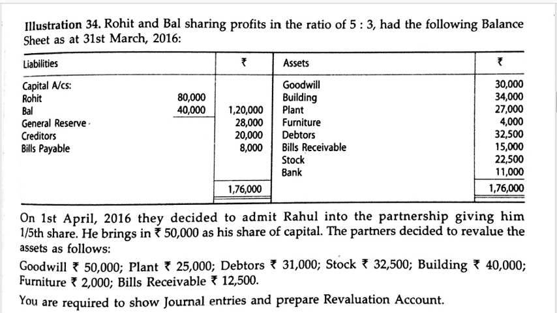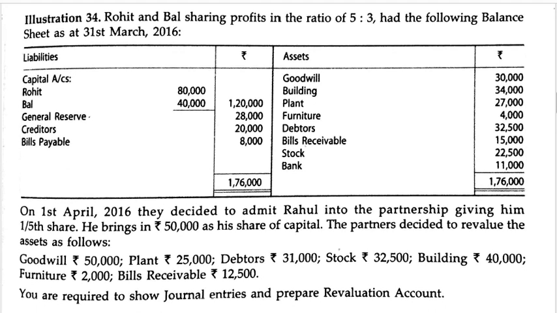Now friends, see, very simple question. We just have to revalue the assets. One important point here: while we were discussing goodwill, I told you that as per Accounting Standard 26, any intangible asset including goodwill is not to be shown in the books. So if there is any goodwill appearing in the books, that has to be written off among old partners in old ratio. See, there is goodwill appearing in the books at 30,000. This goodwill we will have to write off.